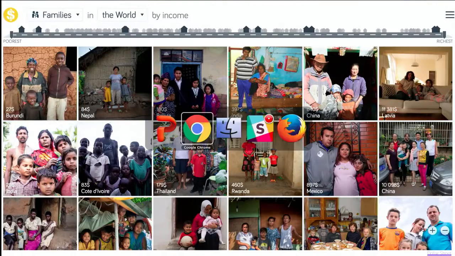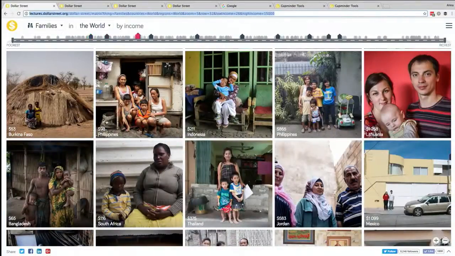And now I'm just going to show you briefly what it looks like. So this is the live tool. It's free under Creative Commons, so you can use it however you like. You can also download all images. And we want you to contribute with homes, and we have instructions for that.